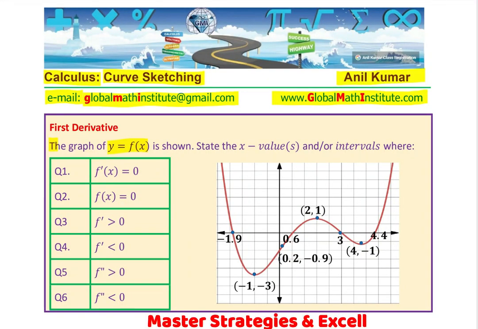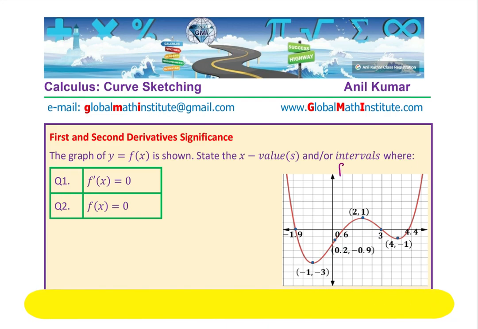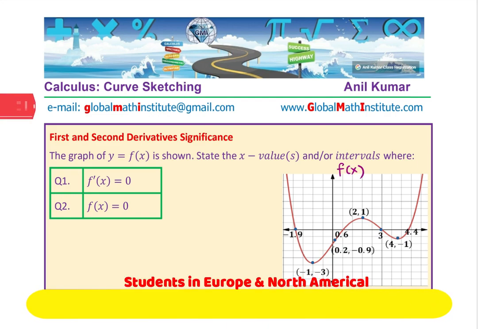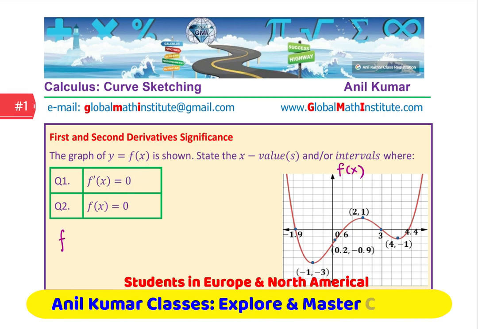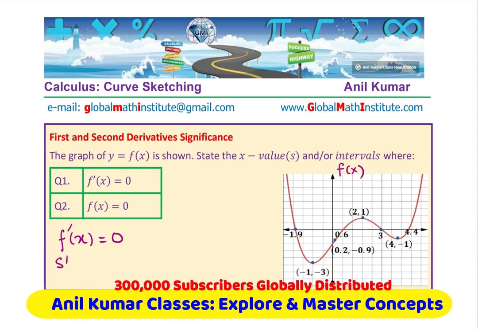Now, let us look into the solution of this particular question. Remember what we are given. We are given the graph of y equals f of x, right? So this is the graph of the function itself, and we need to find all these things. Let's begin with the first two questions, where from the graph of the function we have to find where the first derivative is equal to 0. These points are also called stationary points.